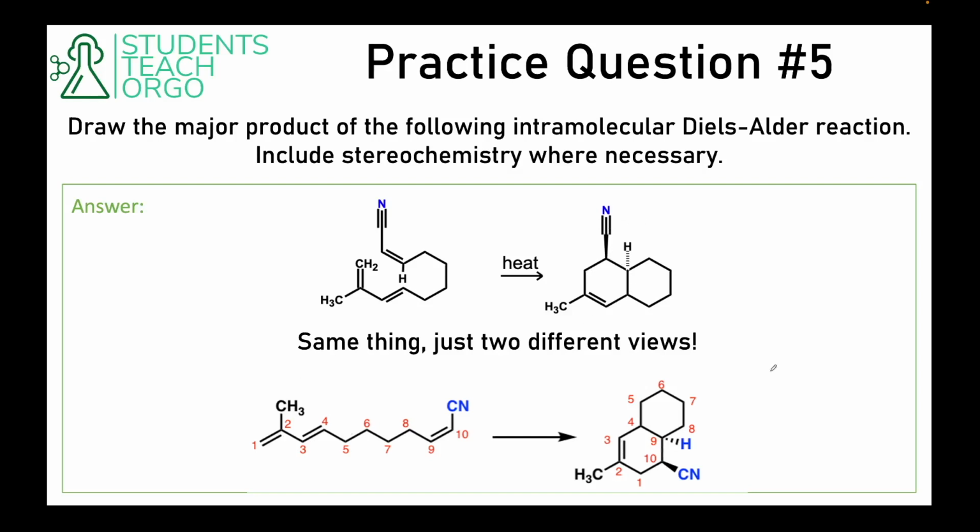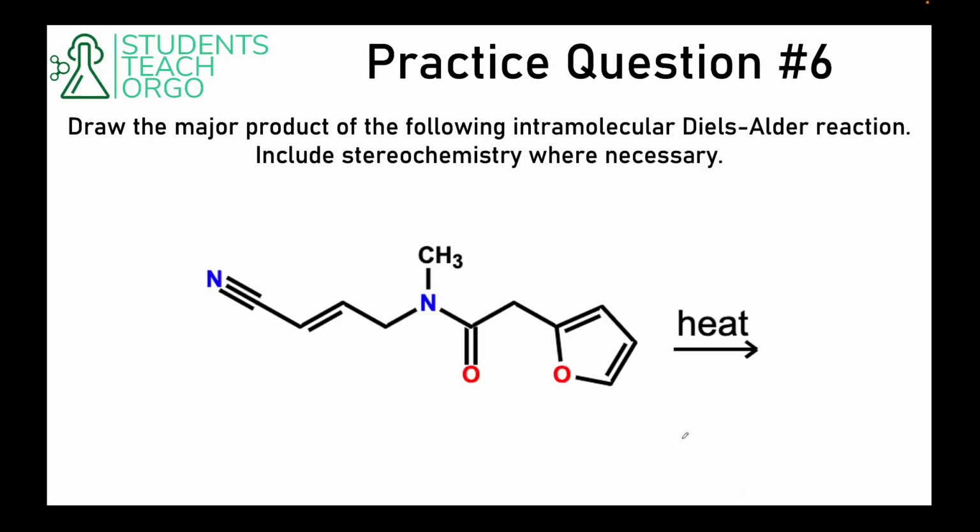And again, I've just drawn the answer down here with the carbons numbered, so that it might be easier to follow which carbon ends up where in the product. Here is another practice question for an intramolecular Diels-Alder. This one is a little bit trickier, with a few more things to keep track of. I'm not going to walk through this one, so pause the video and try it yourself.